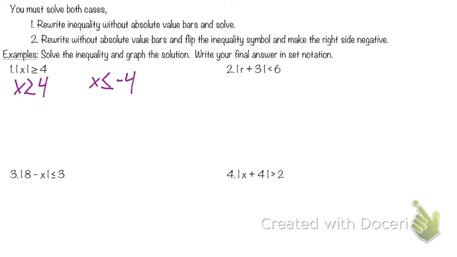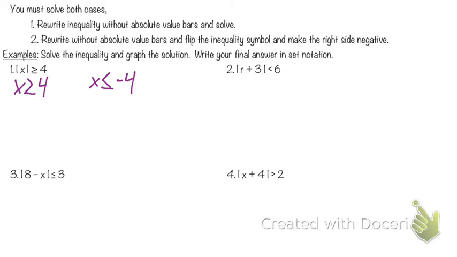So, with our first inequality, we keep it normally. We just drop the absolute value bars and everything's the same. With our second one, we flip the sign and we make the right side negative. Before with the equations, we just made the right side negative. But can you really flip an equal sign? No, because it's just an equal sign. If you flip it around, you still get an equal sign. But you can flip these inequality signs, and so we do flip them. And so these would be our 2 inequalities.